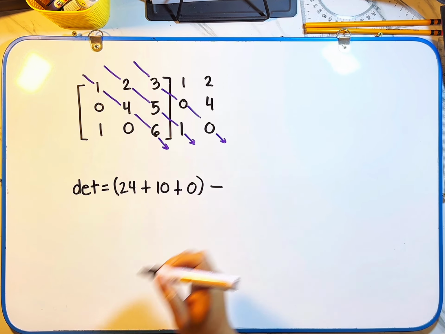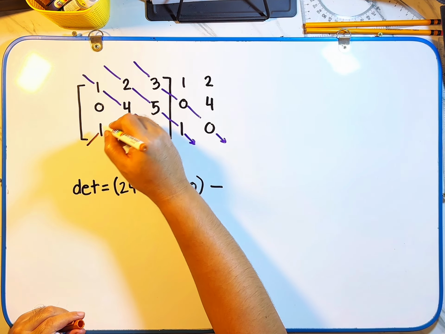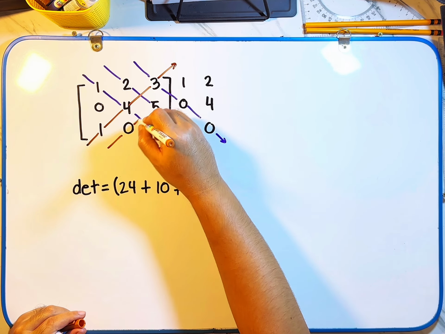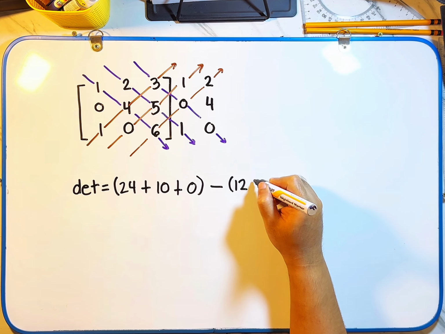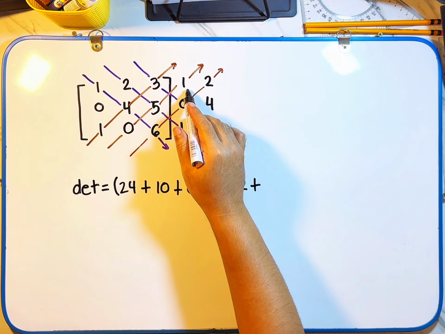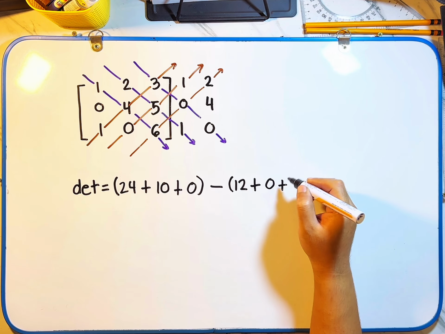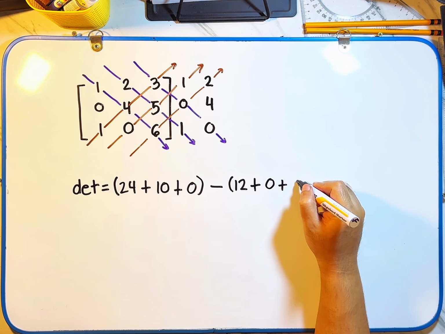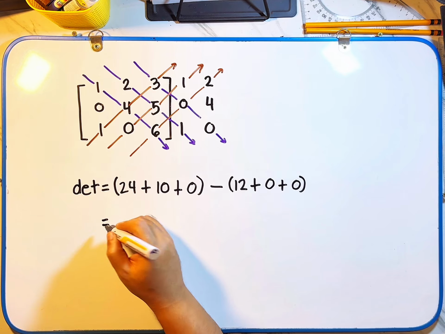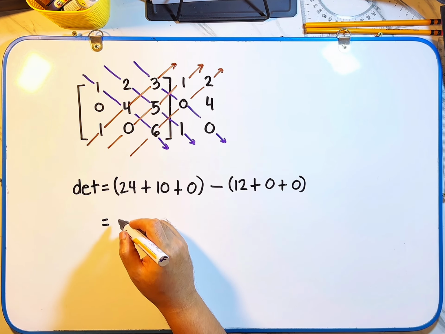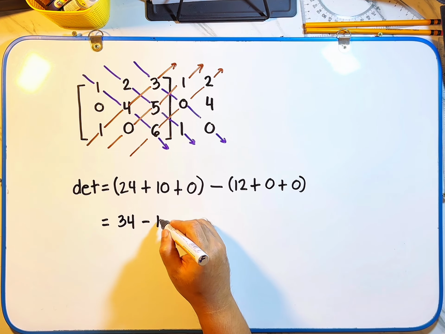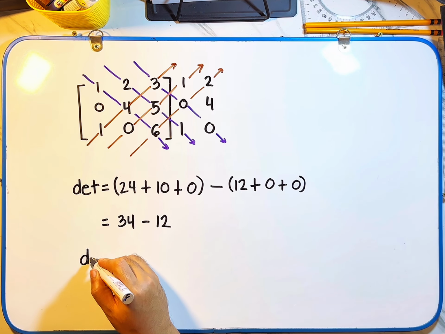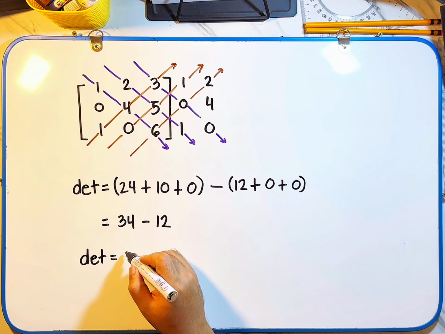And then minus 1 times 4 times 3, that's 12, plus 0 times 5 times 1, that's 0, plus 6 times 0 times 2, that's still 0. Let's simplify. 24 plus 10 plus 0, that's 34, minus 12. And finally, 34 minus 12 is equal to 22.